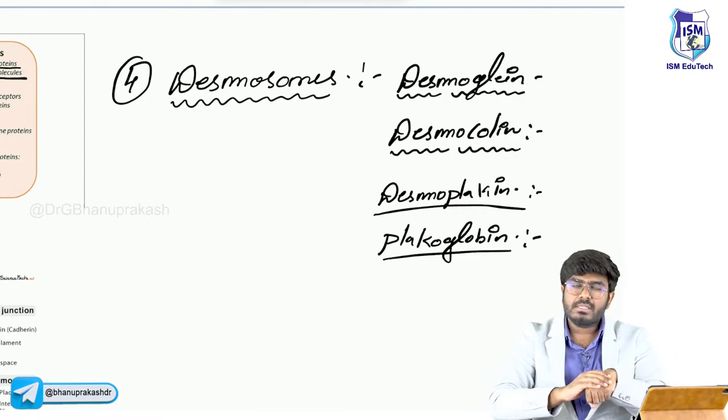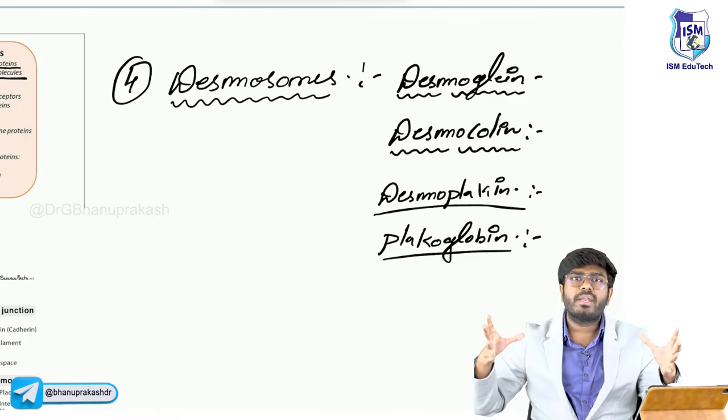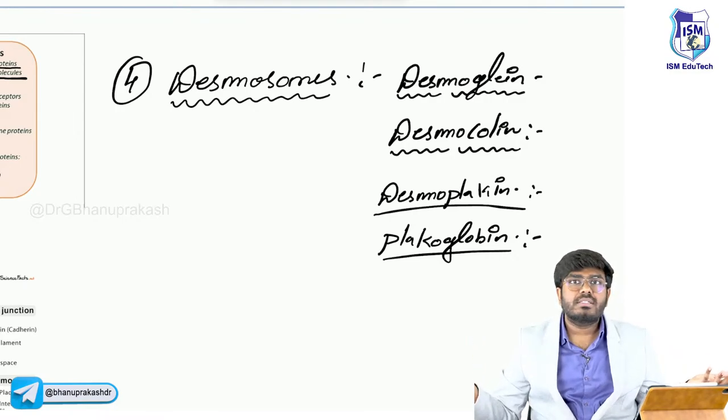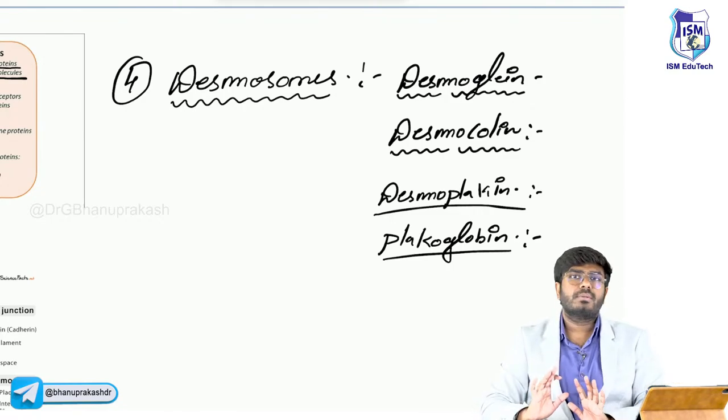Now these epithelial cells will start to separate from each other. The cells are not going to bind with one another. They will start to separate and they are just floating. So that will cause pemphigus. Pemphigus vulgaris, you will study in your dermatology. Okay, so desmosomal proteins completed.